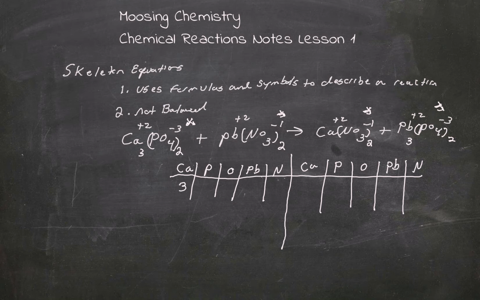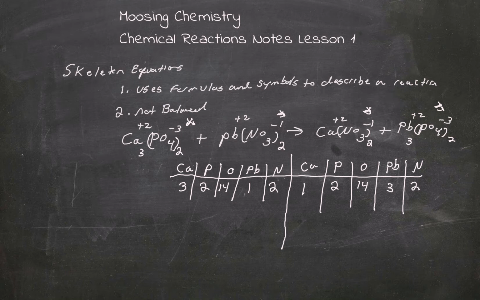All right, we have 3 Ca here. We have 2 P's. We have 8 O's here, and 6 O's makes 14 O's. We have 1 Pb, and we have 2 N's. Over here, we have 1 Ca. We have 2 N's. 6 O's plus 8 O's make 14 O's. We have 3 Pb's there. Sorry, in the wrong spot there. We have 3 Pb's there. And we have 2 P's. All right. So our P's look good, but our Pb's don't.